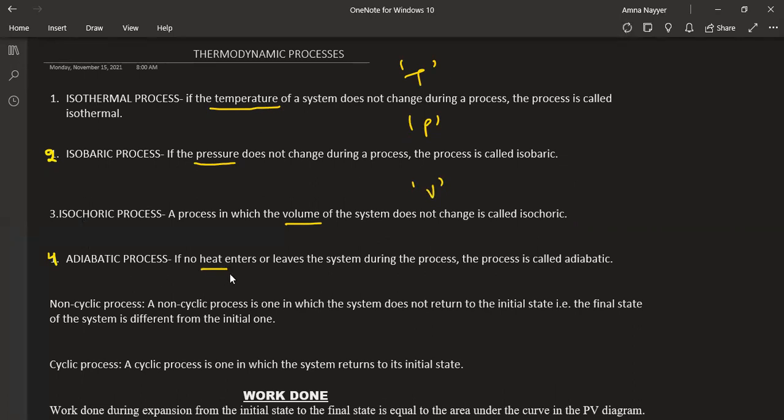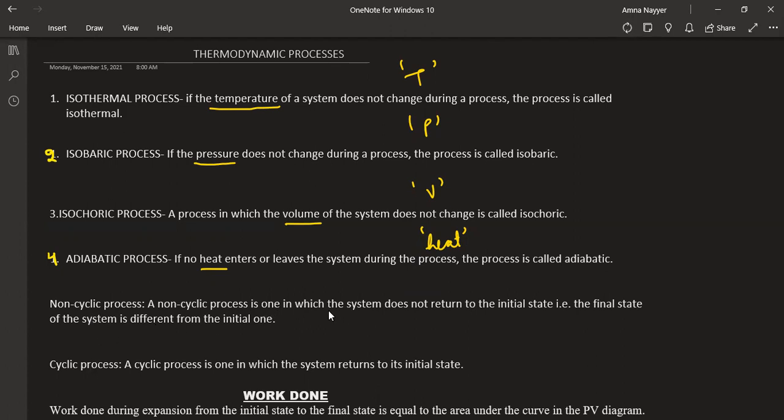Now, if heat remains constant, then you say it is adiabatic. Adiabatic, I have told you in the last class as well. On Friday also, I have told you adiabatic. Thermos example also I have given. Then you have non-cyclic process and cyclic process. So this also we have discussed.